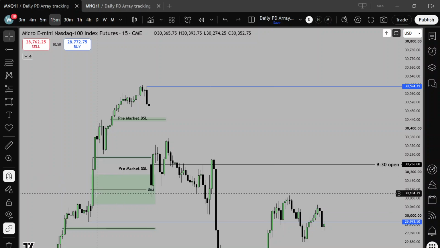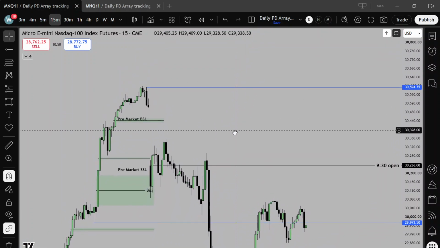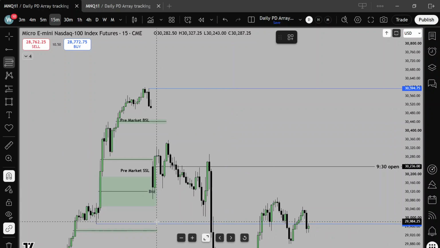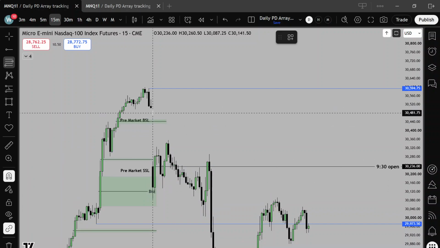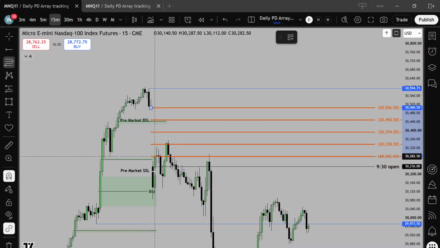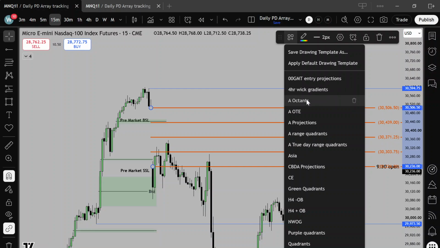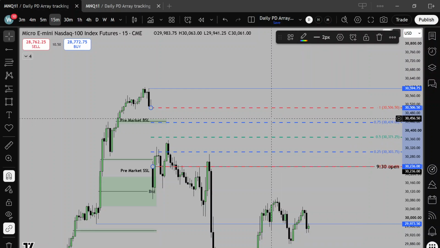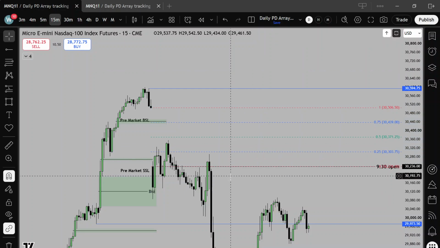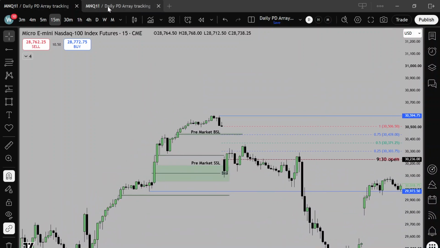inefficiencies from a fair value gap perspective, or buy side imbalance, sell side inefficiencies, or sell side imbalance, buy side inefficiencies. But we can't forget the most important inefficiency, which is the previous day's close to the open, in the form of our opening range gap. So we'll put those quadrants on there. So now let's go to the 1 minute chart.